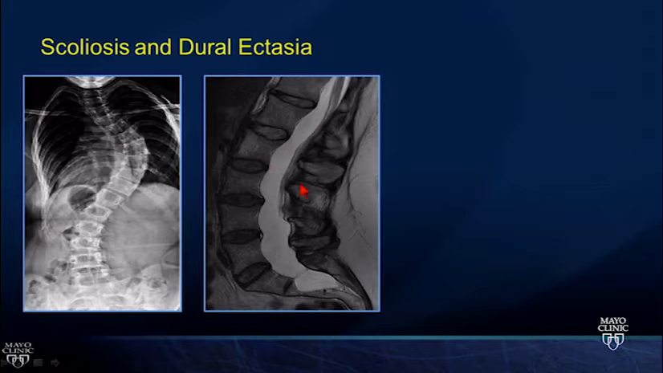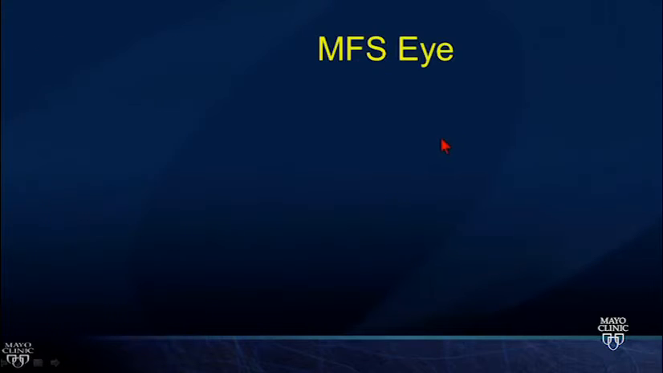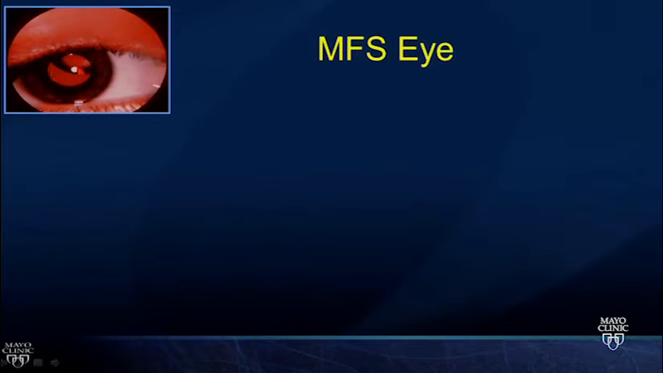They will get dural ectasia, which is not a specific finding, but is commonly seen in Marfan syndrome. And here's dural ectasia again. The eye in the Marfan syndrome, you may have a patient who has such an obvious lens dislocation that you can see it without any instruments, but if it's subtle, you need an eye doctor.